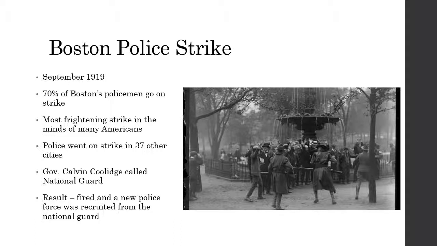Calvin Coolidge will become president later. He uses the idea of protecting the public good in order to support using the National Guard against the police force. Ultimately, the result of this strike is that those striking policemen are fired and replaced, many of them, with National Guardsmen.